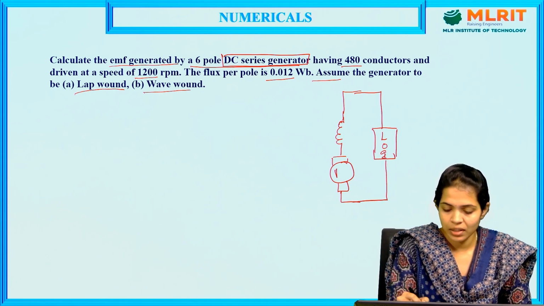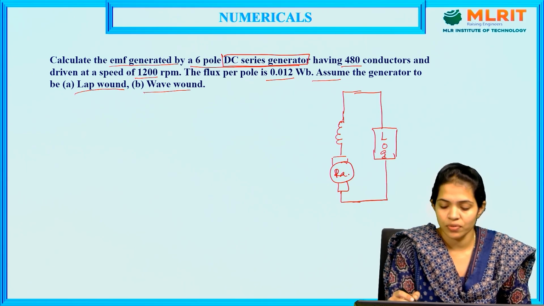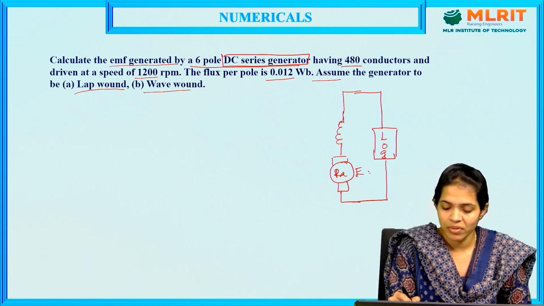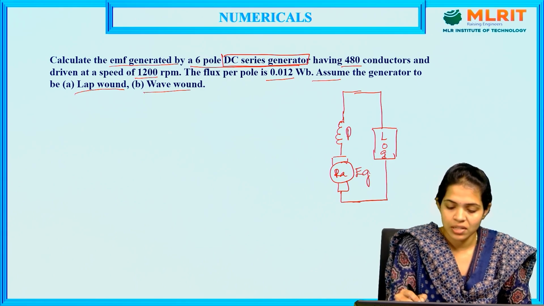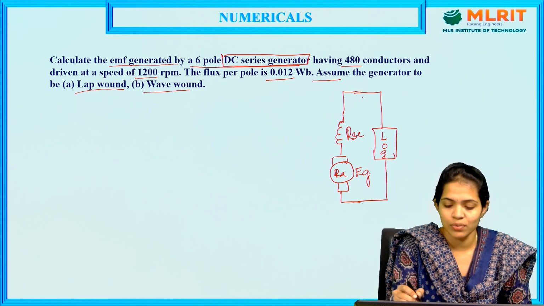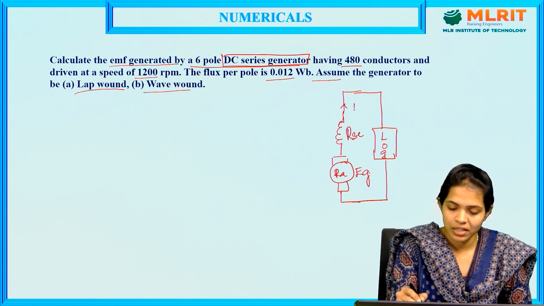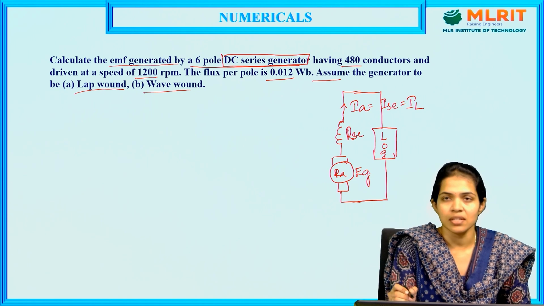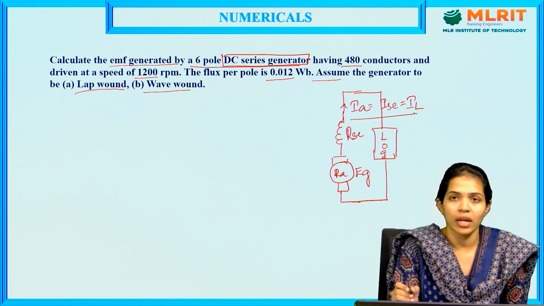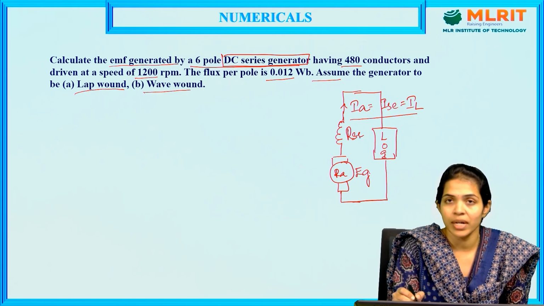We know that Ra is the resistance of the armature conductors where the EMF is generated, and this is the resistance of the series field winding. We have the current Ia, which equals Isc, which equals IL. As all these three are connected in series, we can assume one particular current flowing across the armature, series field winding and the load.